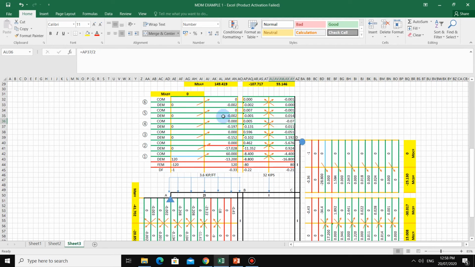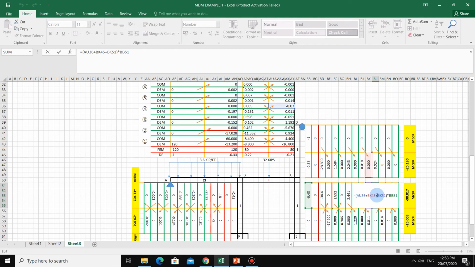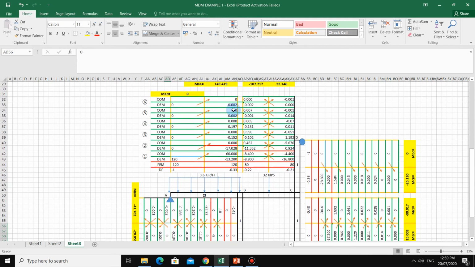So proceed to the fifth cycle. Here again, it comes from the CUM times DF, then also here. So this is 0.014, then add all of these. Okay, CUM from the fourth cycle times the distribution factor. Then 0, then again here 0. So carry over to get the CUM, then this passes, then this passes here.